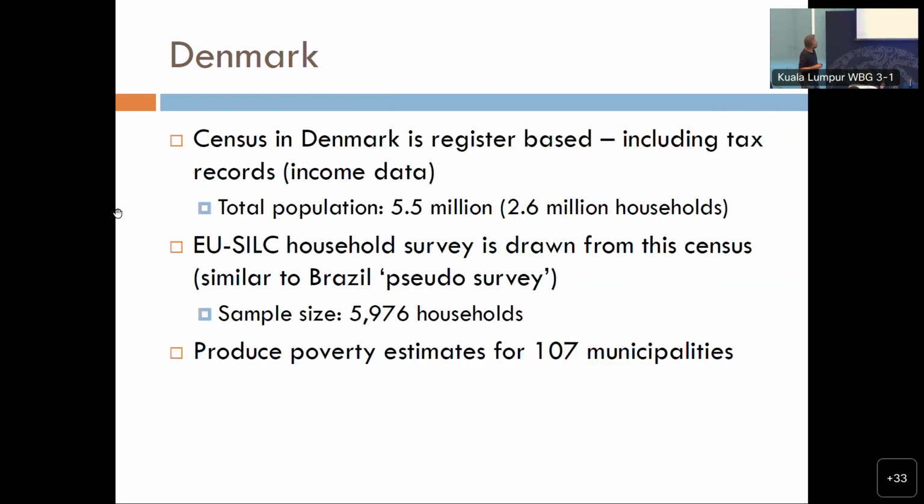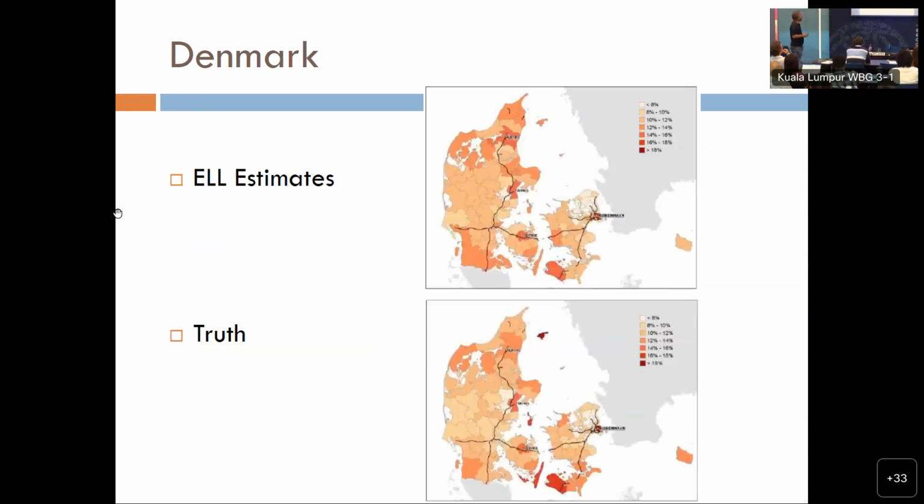So Denmark, same setup. This is a country of 5.5 million people, about 2.5 million households. Again, we mimic the EU-SILC that is conducted by Denmark. In this case, that means a sample size of just below 6,000 households. And Denmark is home to 107 municipalities, so smaller than Slovenia, as far as municipalities go.